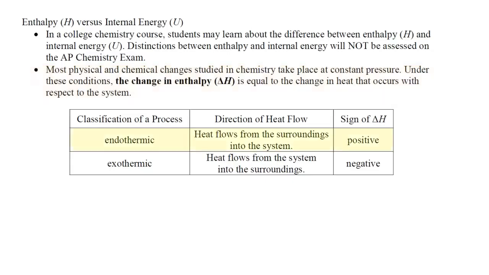If a process is classified as endothermic, heat flows from the surroundings into the system, and the sign of delta H is positive. On the other hand, if a process is classified as exothermic, heat flows from the system into the surroundings, and the sign of delta H is negative.